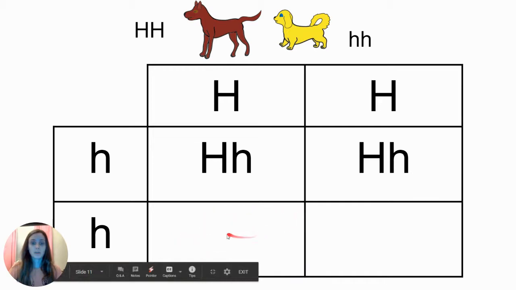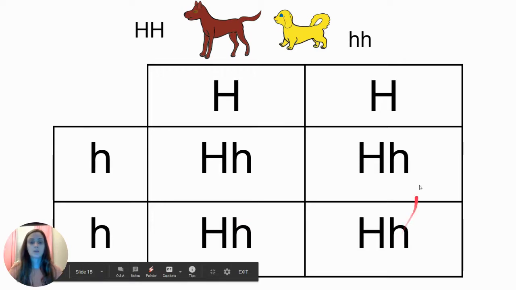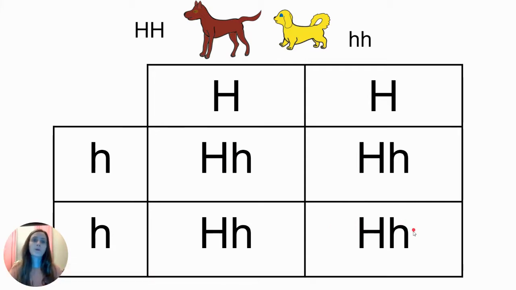What about this possibility? Well, we could get a capital H from Fido, and we can get a lowercase h from Princess. So this one is a possible capital H, lowercase h. And then here, what can we get from Fido? The only option, again, is a capital H from Fido and a lowercase h from Princess. So you can see, out of these 4 possibilities, there's a 4 out of 4 chance, or 100% probability, that the offspring are all going to have a genotype of capital H and lowercase h.